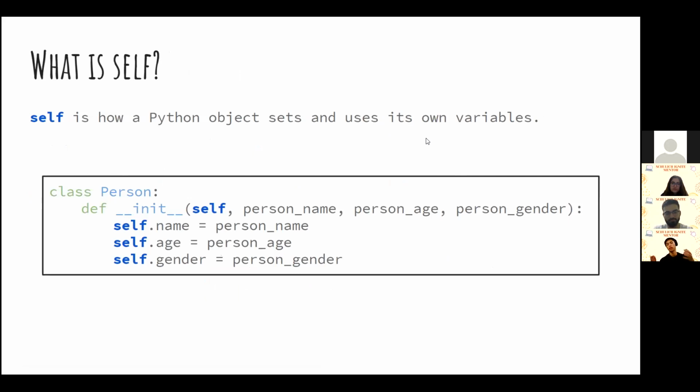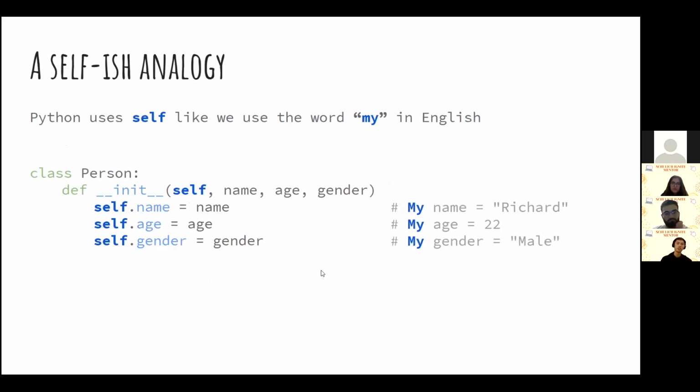When we're talking about building that box, we need a way to talk about the box itself. And we're going to see self.name, self.age, self.gender. Really, a good analogy is that self is a lot like the word my in English. So I have me, I'm a person, okay? And I want to set up my name. My name is Richard. Self.name is equal to, well, Richard, whatever you want to plug in there. My age is 22. You go and plug in that number over there. My gender is male. You go and plug this in.